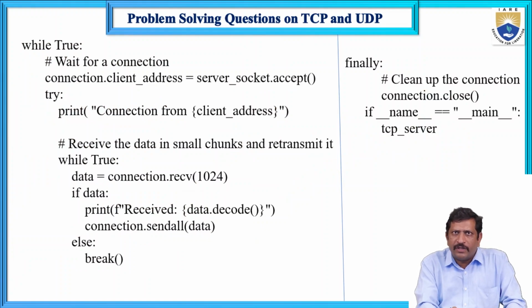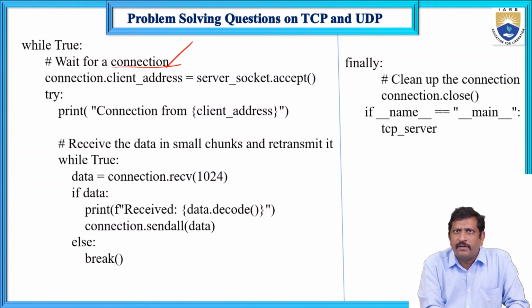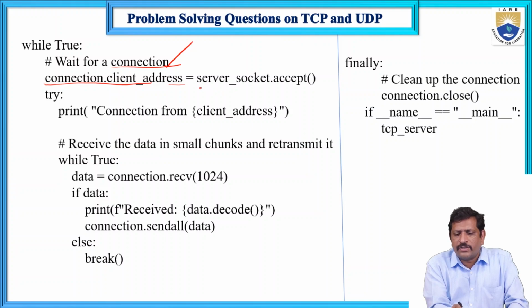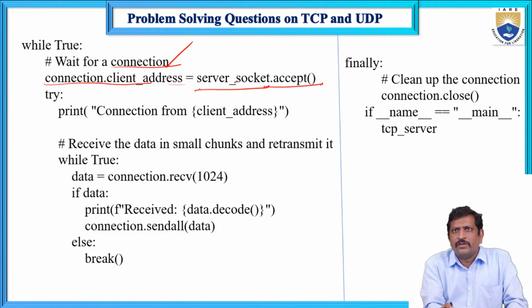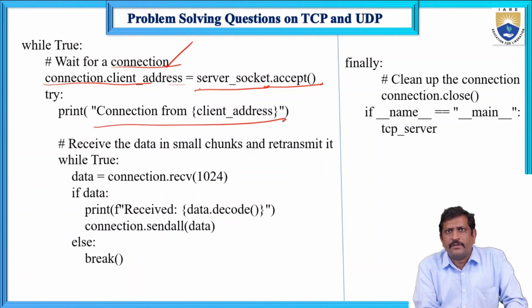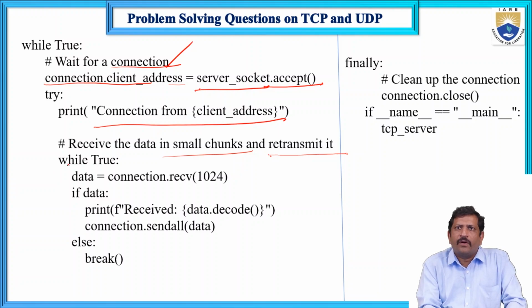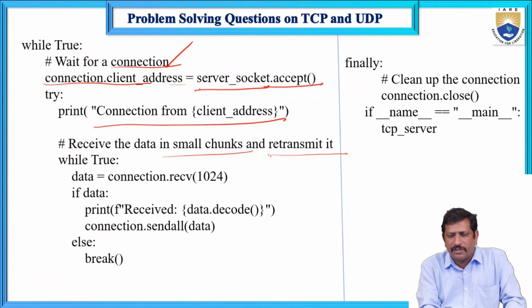While True, it is waiting for a connection with the client device. Whichever client device is going to establish a connection, the server is waiting for it. For establishing the connection, the function is connection, client address equals server socket dot accept. Server socket dot accept tries to accept the connection from the client address, and receives the data in small chunks and retransmits it. Whatever small chunk of data is received will be transmitted back. While True, the data retransmission of chunks continues.